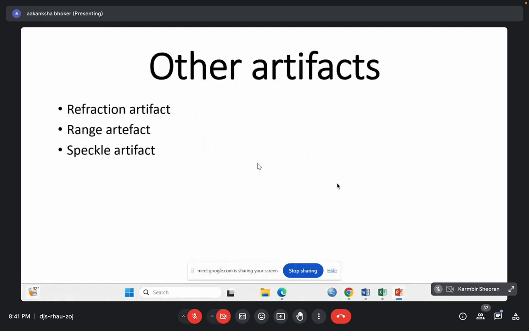There can be some other artifacts. Refraction artifacts means the image will be perceived at some different location because there is change in angle. Range artifact can happen because we assume that the sound speed is constant in all the medium, and based on speed we calculate the depth. But if in some region the speed is changed, we can assume that the organ is displayed at some other location. Speckles, when multiple signals interact in erroneous form, they lead to formation of some white speckles in the entire image.